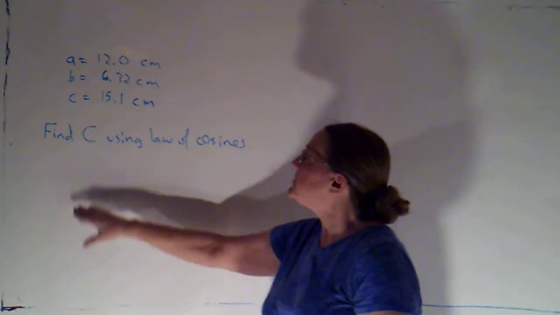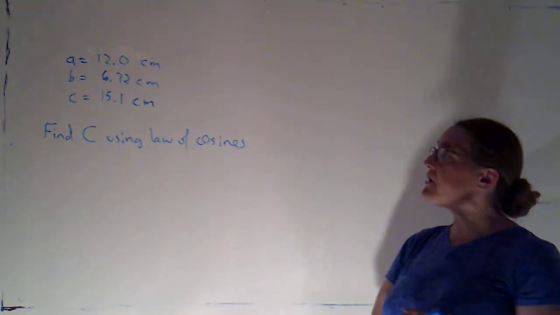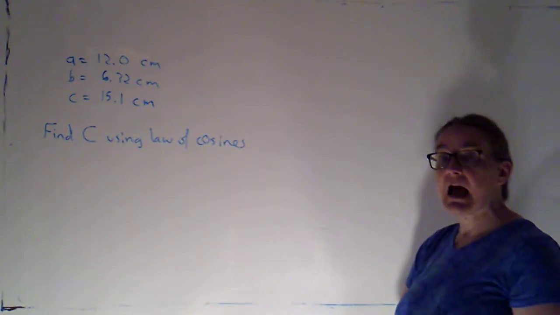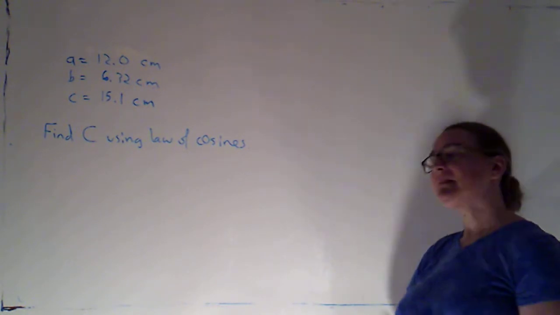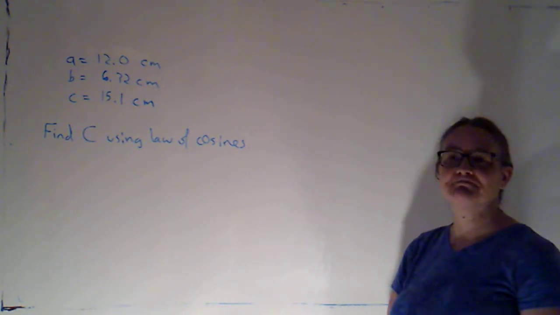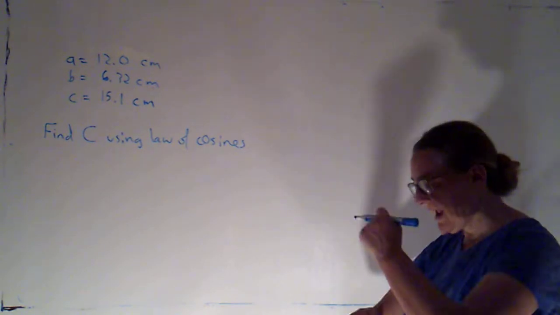All right, so we're going to find C. Again, we're going to round to the correct number of significant digits. I'm going to suggest that you pause the video, try this on your own, then tune back in and we'll work through it together. Welcome back.